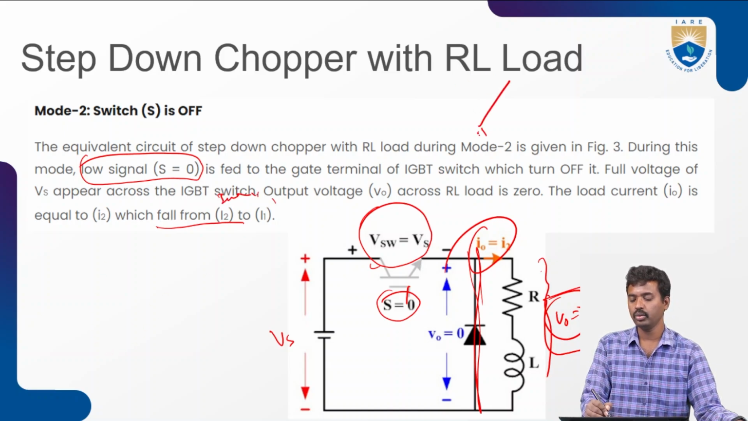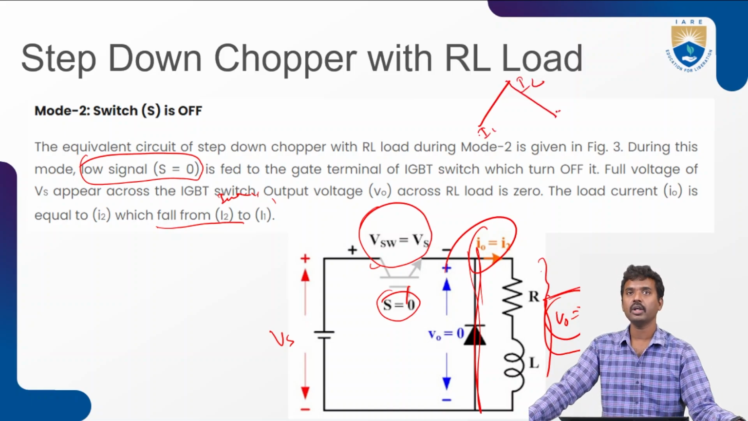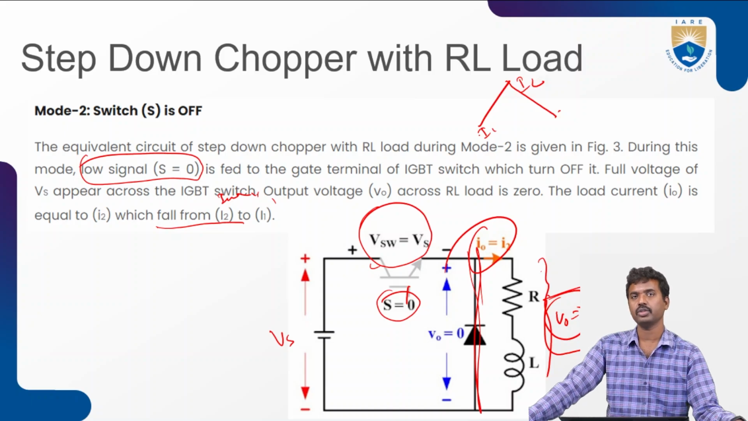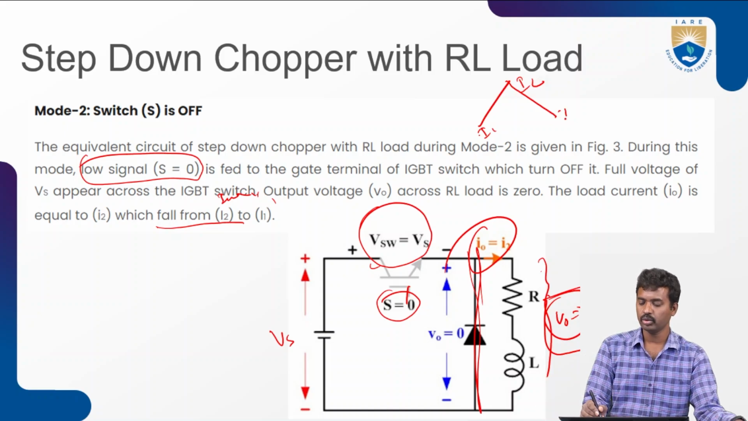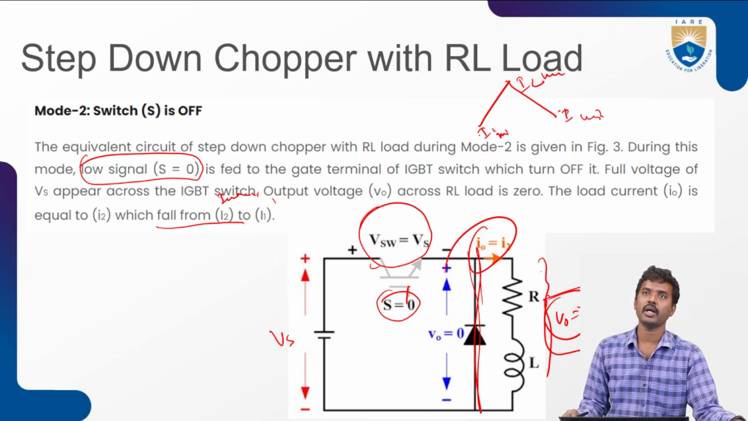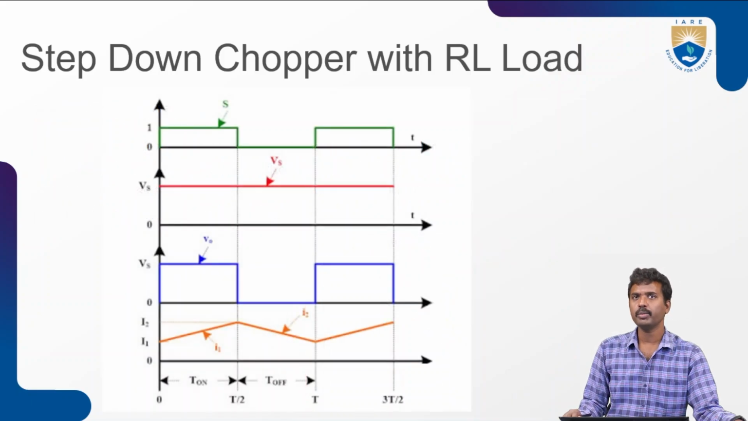So I1 to I2, and here during turn off, the load current falls from I2 to I1. So I1 is the minimum, then it rises to the maximum, and again it comes back to the minimum. So this is the case for RL load when the switch is on and the switch is off. So what about the waveforms?